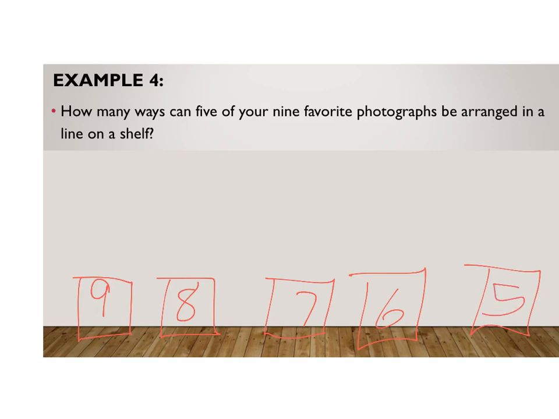So really what I have here is 9 items, photographs, taken 5 at a time. So that's 9 factorial, but look at the bottom. That's not 9 factorial. 9, 8, 7, 6, 5. Where's the 4, 3, 2, 1? Well, let's look at that. This is 9 factorial over n minus r. That's 9 minus 5. I wrote the n instead. Silly me.